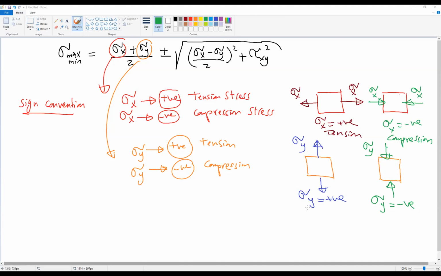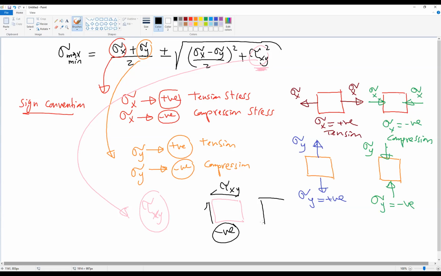For tau xy, if you have a look at the equation, tau xy is always squared, so the sign doesn't matter. But if we want to know the sign, if this is the direction of tau, this is negative tau, and in the other case, if this is the direction of tau, this tau is positive.